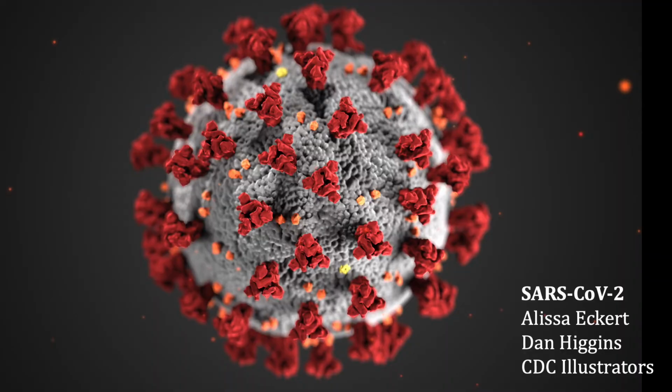Here we have an image released by the CDC and their illustrators, Alyssa Eckert and Dan Higgins, of the SARS-CoV-2 virus. And you can see in gray is the plasma membrane, the lipid bilayer, and inside of that would be the DNA, which we don't see here. And then on the surface of the virus would be the various proteins. There's the triangular red protein, that is the spike protein, and then there are a couple other different proteins embedded in the membrane. Let's take a moment to appreciate this picture, the illustration that they've created.